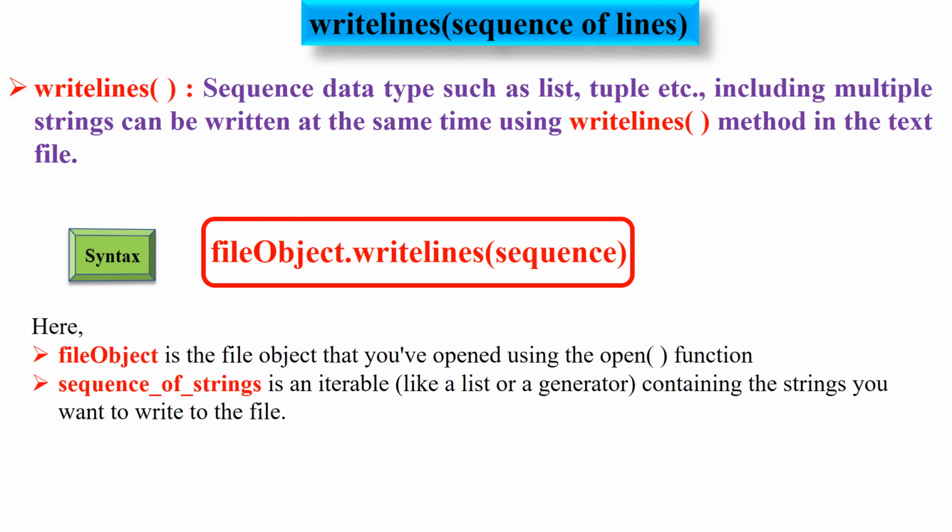Let's learn about the writelines method. The writelines method allows a sequence data type such as a list, tuple, etc., including multiple strings, to be written at the same time in the text file. The syntax is file object, writelines of sequence. Here, file object is the file object that you've opened using the open function. Sequence of strings is an iterable, like a list or a generator, containing the strings you want to write to the file.